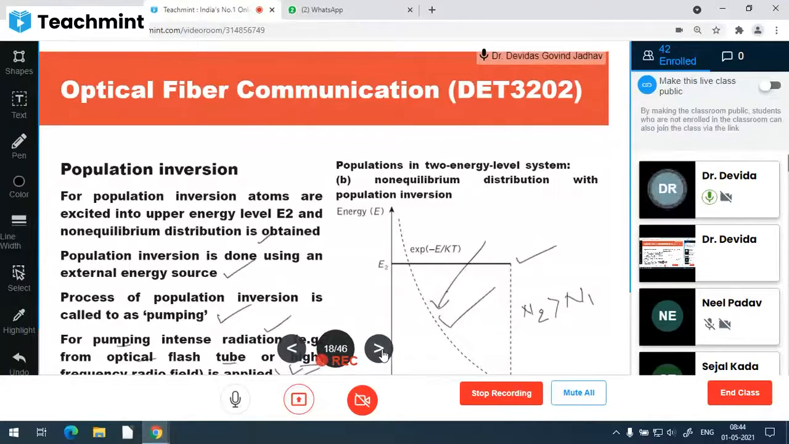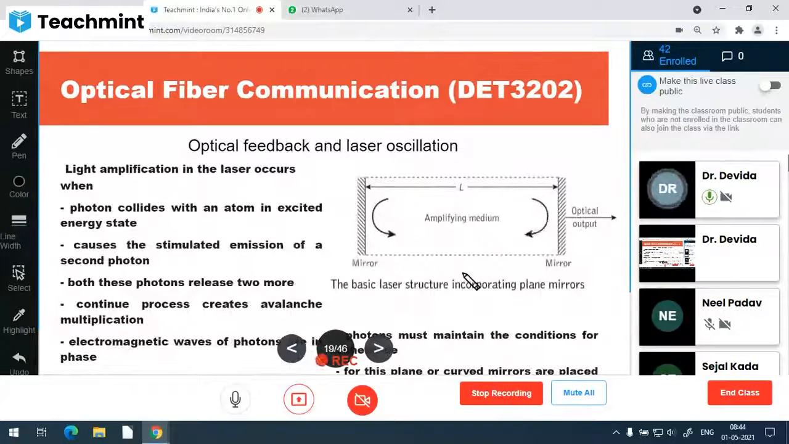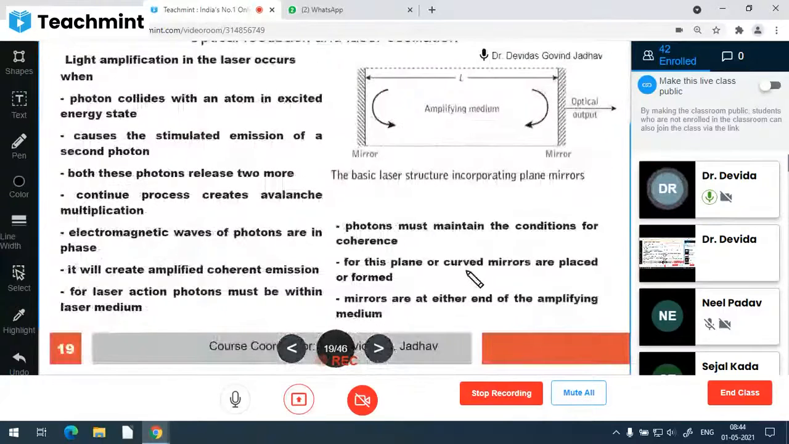Population inversion means a large number of atoms go into the conduction state so that they will transit from a higher energy state to a lower energy state by emitting a photon. So this is the case in a laser. This is a laser structure. Here the amplifying medium is shown. The amplifying medium is nothing but a semiconductor crystal.